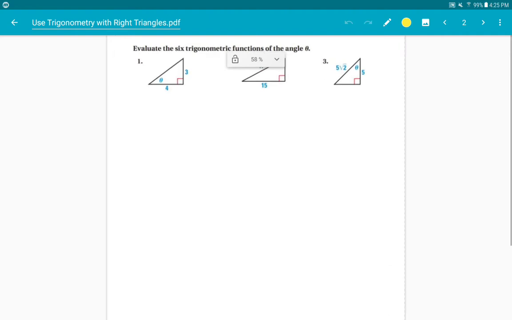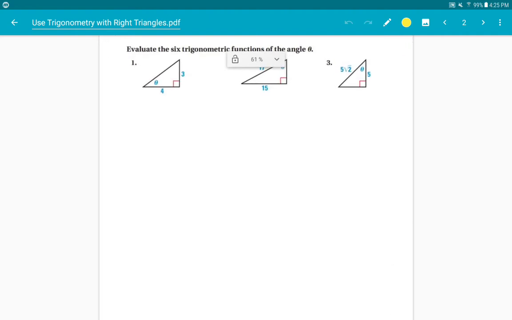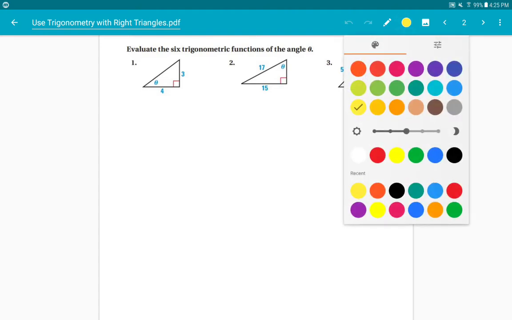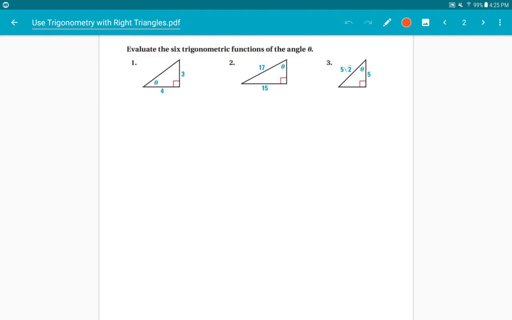So we want to evaluate the 6 trigonometric functions of angle theta. So they want us to find all 6. Now the first thing here is we don't have the third side for number 1. Can anyone tell me how you usually find the third side of a right triangle? That is using Pythagorean's theorem.